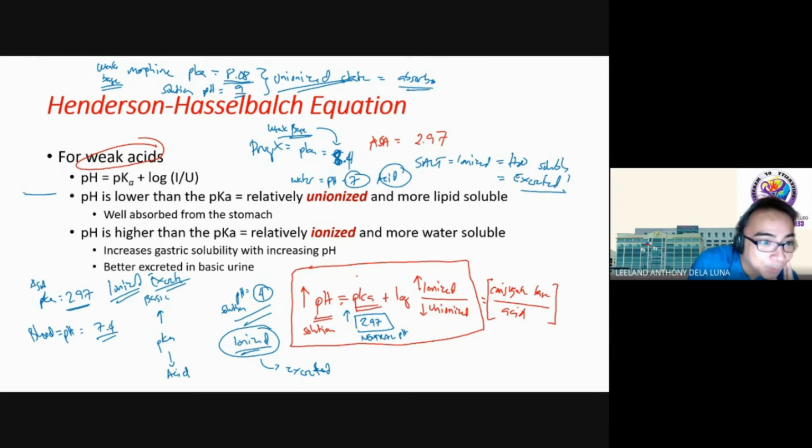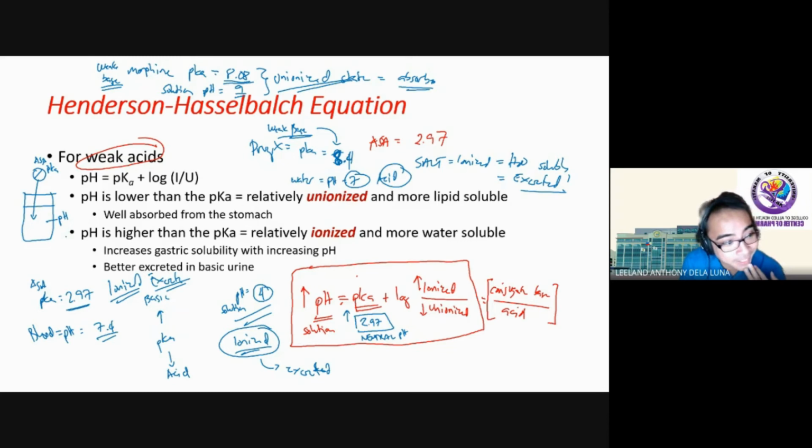Ito yung baso ko. Di ba may solution yan? May solvent. Ano ang pH ng solvent na to? Tapos meron akong gamot. Say for example, aspirin. Ang titignan naman dyan is, ano ang pKa ng aspirin ko? Di ba pag tinunaw ko siya dyan, dahil weak electrolyte si aspirin, hindi yan magko-completely dissociate. Correct? Yun ang sinabi natin kanina.